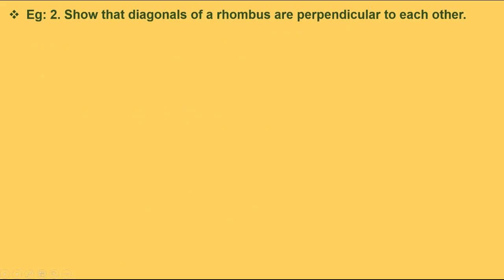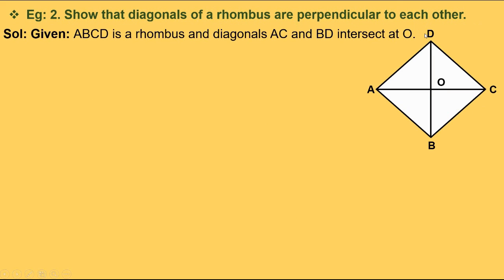Example 2. Show that diagonals of a rhombus are perpendicular to each other. Solution. Given ABCD is a rhombus and diagonals AC and BD intersect at O. To show BD is perpendicular to AC, that is, angle AOD is equal to angle DOC, which is equal to angle COB, which in turn equals angle BOA, which is equal to 90 degree.